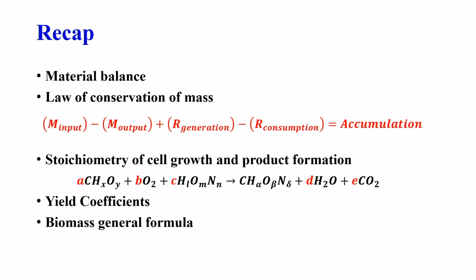It says in minus out plus generation minus consumption equals accumulation. That is the mass balance equation. To apply this, we further require the stoichiometric equation. For that we discussed how this carbon source, oxygen, and nitrogen source is converted to biomass, water and carbon dioxide, and further there can be another metabolite, that is your product.